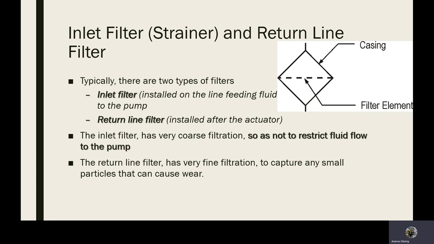Inlet filters are strainers and return line filters. So the casing is indicated by a diamond shape, and there is a dotted line across it indicating the filter element. Now, some of these will have little shoulders on them telling you that it's a replaceable element. Some of them will have part numbers on them telling you that it's an entire replaceable unit that you unscrew and screw back in, very similar to any oil filter.